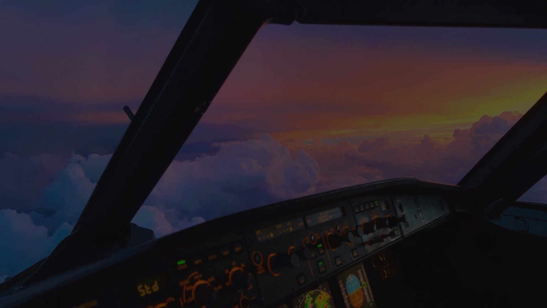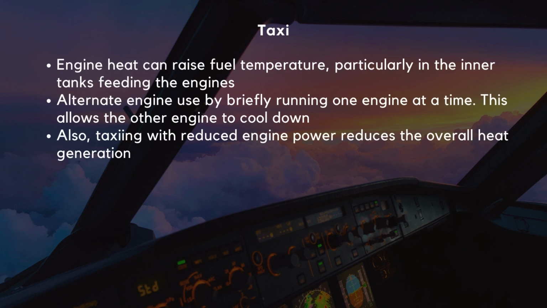Fuel temperatures can fluctuate throughout different flight phases. Here's a more detailed breakdown of how pilots manage it. During taxi, engine heat can raise fuel temperature, particularly in the inner tanks feeding the engines. Pilots can use techniques like alternating engine use by briefly running one engine at a time. This allows the other engine to cool down. Also, taxiing with reduced engine power reduces the overall heat generation.